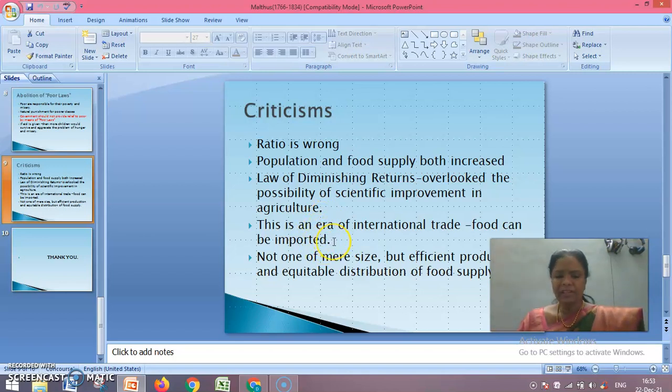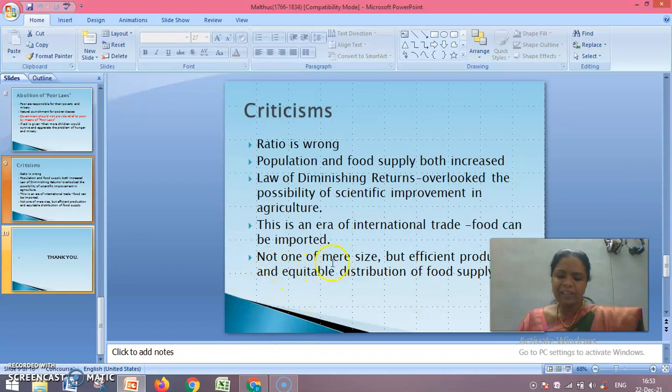And the next criticism is, we are living in the era of international trade. We will be able to import and export the products whatever we like. For example, when we feel the shortage of certain food items, naturally we will be able to import the commodities from other countries, and that is very easy nowadays. So whenever we feel shortages of food supply, we have an easier way to import the product from other countries.